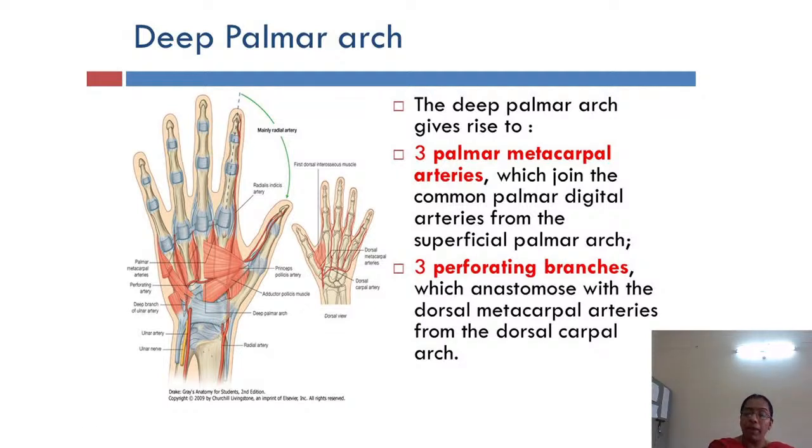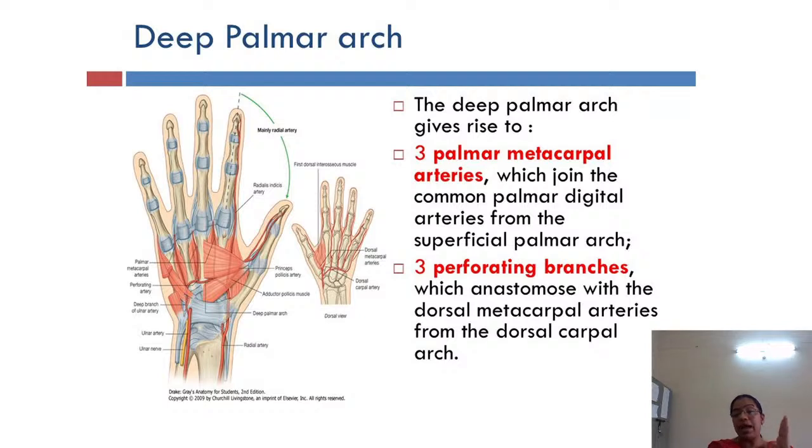Yes, I think you might have understood why there is a superficial and a deep palmar arch. This is the vascular supply, meaning blood supply. The blood supply of the superficial palmar arch supplies the 3½ fingers from the medial to the lateral side. It supplies only up to this part, from medial to lateral.